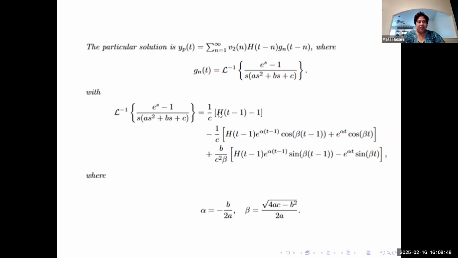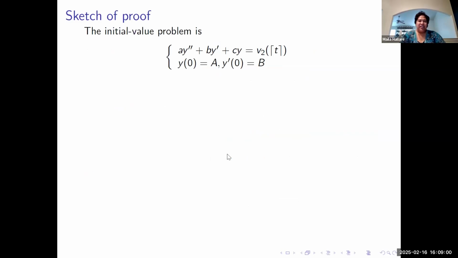So the details are in here. So the particular solution looks like this. And let me just show you the proof. It's not that bad. So a sketch of the proof goes like this. As you can see, I have chosen Cauchy initial values. In other words, standard initial conditions.